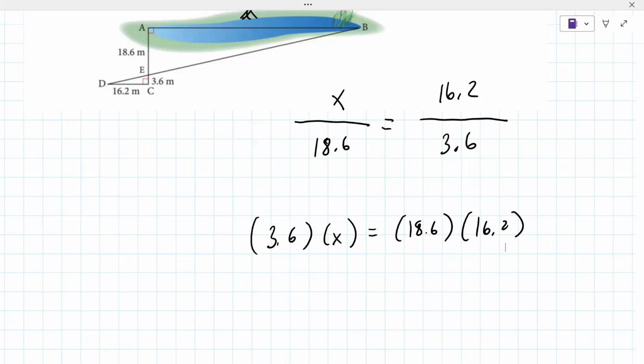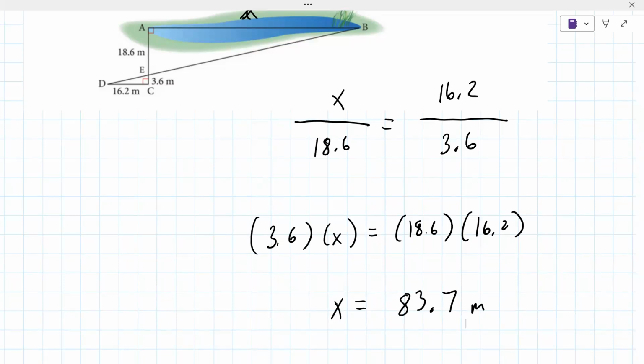Yeah, I got X equals 83.7. Sounds right. Okay, good. And then we need units. We should add in the units there.